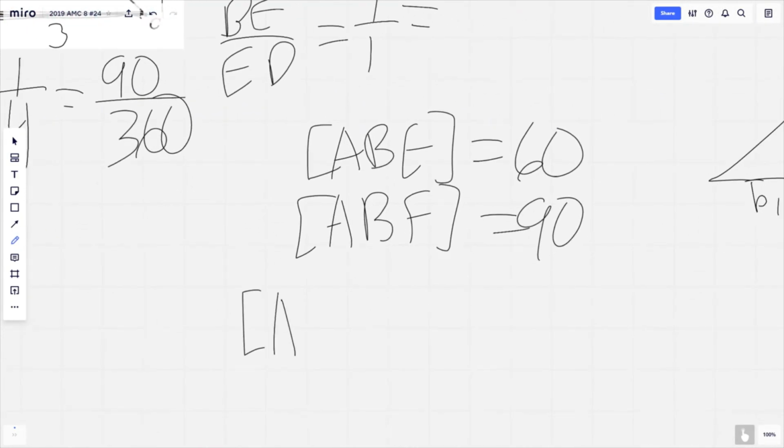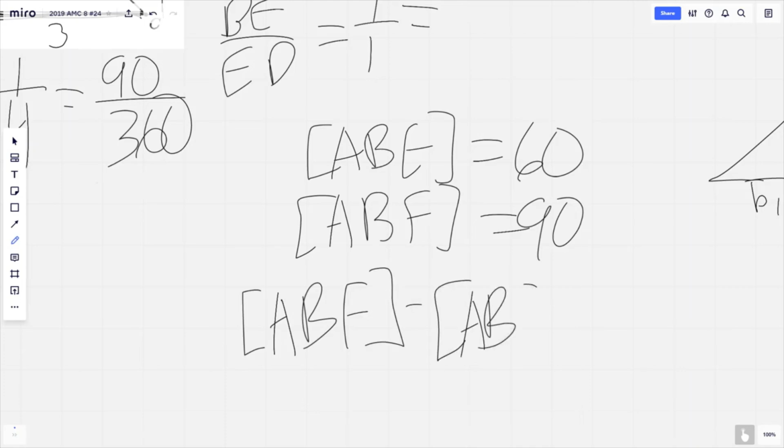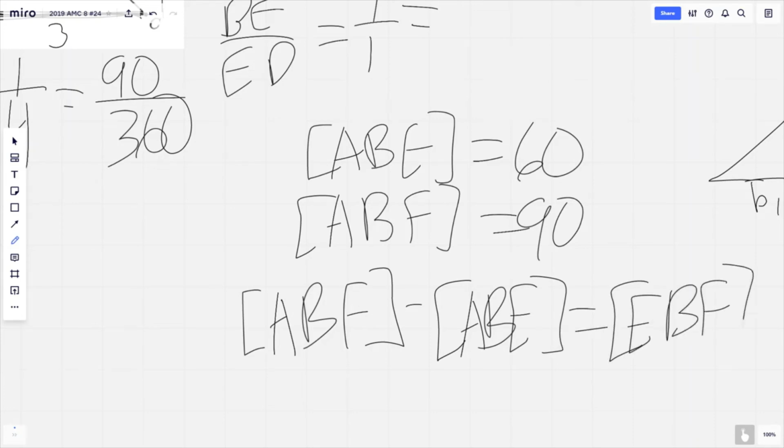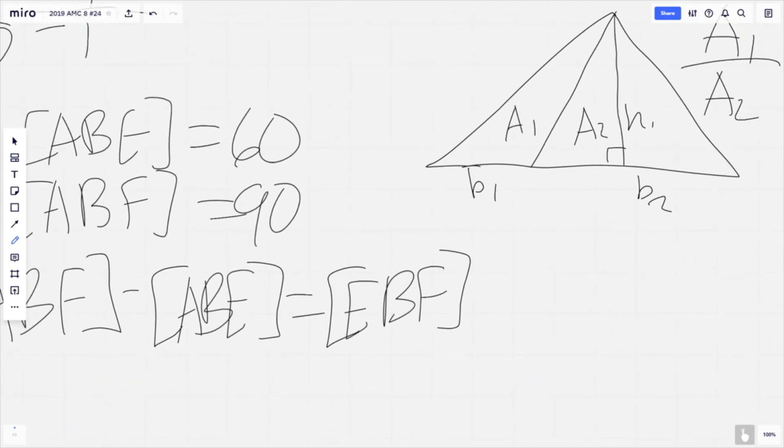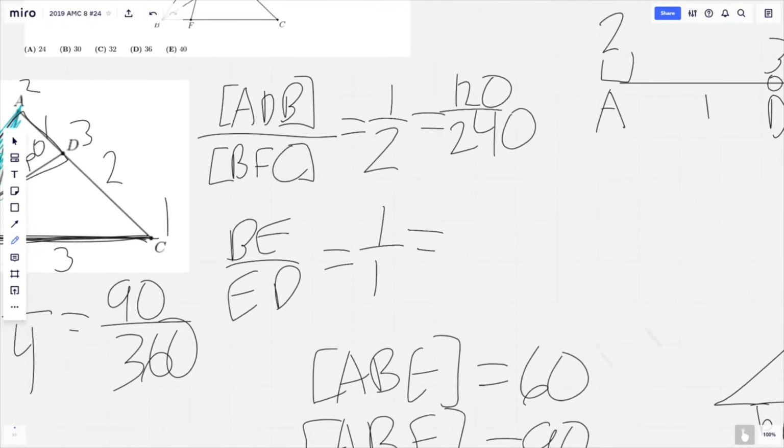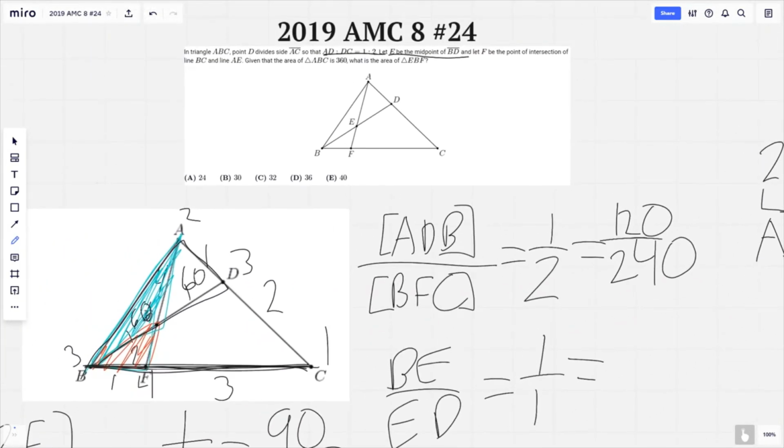So triangle ABF, which is a larger triangle obviously, minus triangle ABE. The difference of those two triangles gives us our area that we want, which is EBF. So the area of EBF is 90 minus 60, which is simply 30. So the answer to this problem is 30.